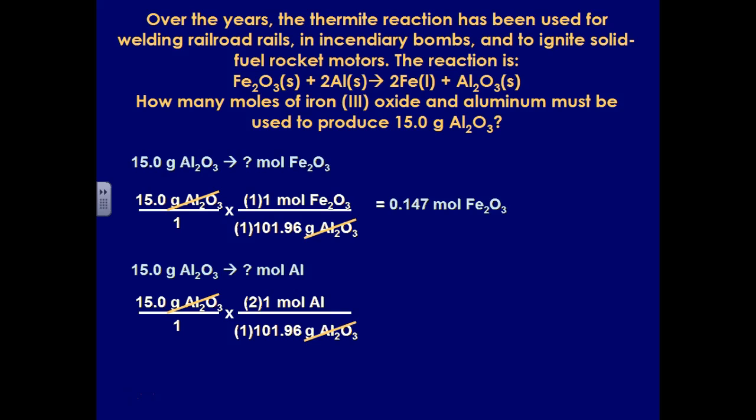Again, the 2 does not count towards sig figs, as the 1s don't either. So I have 3 sig figs in the 15.0, 5 in the 101.96. So I want 3 in my answer, 0.294. So because it was a 1-to-2 ratio between the iron 3 oxide and aluminum, according to the balanced equation, we see we needed roughly double the amount of aluminum in moles that we did of the iron 3 oxide.